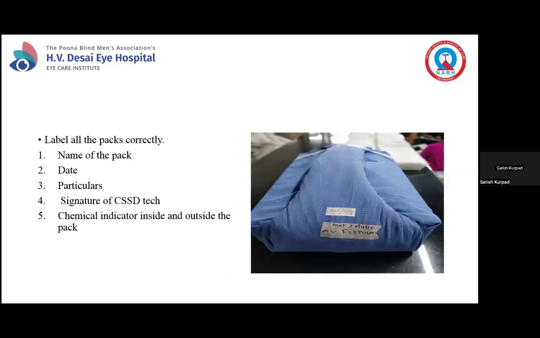And the linen, or signature of the CSSD technician who has packed or who is going to autoclave. So their signature there is important. Again, put the chemical indicator which shows whether it is sterilized or not.